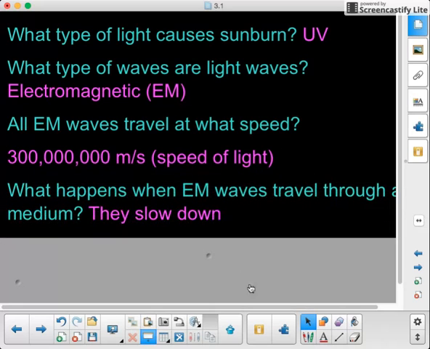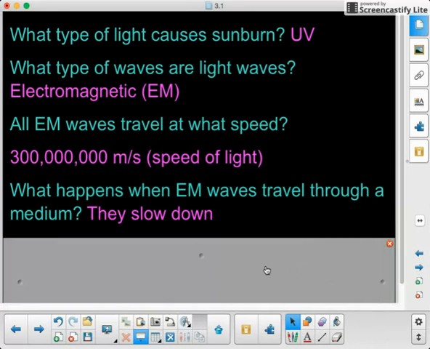When electromagnetic waves travel through a medium, they slow down. Electromagnetic waves only travel at 300 million meters per second when they're in a vacuum, when they're in empty space. And when they reach Earth's atmosphere, they slow down because they're entering a new medium. And that's true anytime they travel through a new medium.